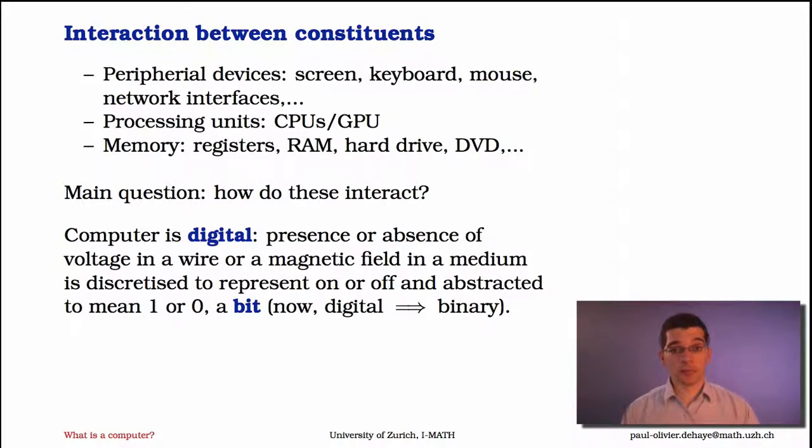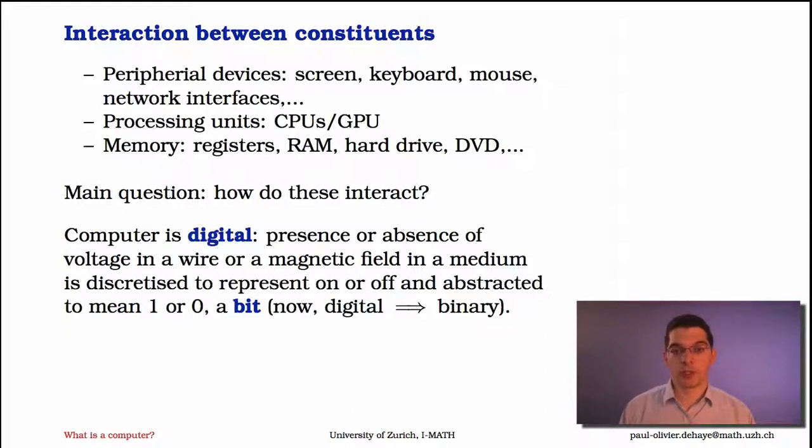Okay, now you've seen all the constituents, but the next important step is to understand how those interact. I remind you, you have the peripheral devices, the screen, the keyboard, the mouse, the network interfaces, all things that connect with the outside. Then you have the processing units, the CPUs, the GPU, and finally the memory, the registers, the RAM, the hard drive, also the DVD in some way. So how do those interact?